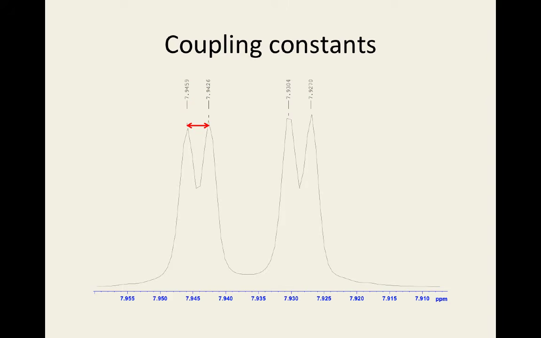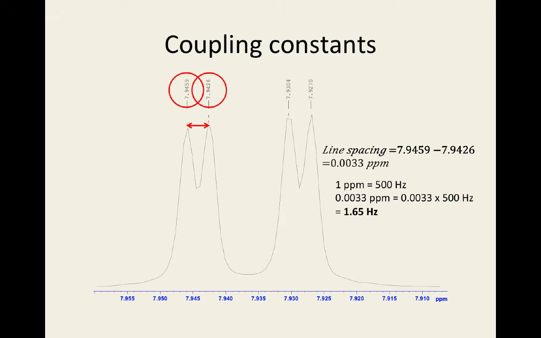Now let's follow the same steps to calculate the small coupling constant. This time we're measuring the distance between the left and right hand peaks of one side of the doublet of doublets. The calculation steps are exactly the same, so we get a line spacing in ppm of 0.0033 ppm, which converts to a coupling constant of 1.65 Hz. This corresponds to a meta-coupling.